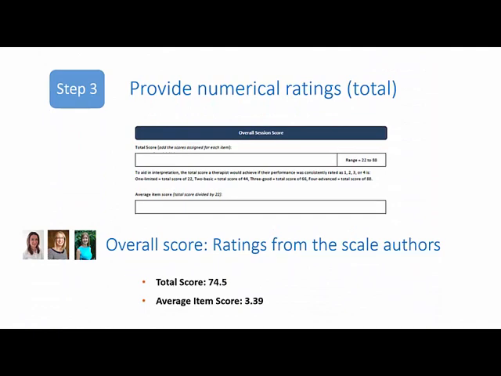Now that we've rated all individual items within the scale, we can look at the final total score, which is calculated by adding all of the scores for each item and ranges from 22 to 88. And an average item score. So this is the total score divided by 22, the number of items. We can see for this particular session we've got a total score of 74.5 and an average item score of 3.39. So this is useful just for providing the therapist and the assessor with an idea of where the therapist is falling over the session as a whole.